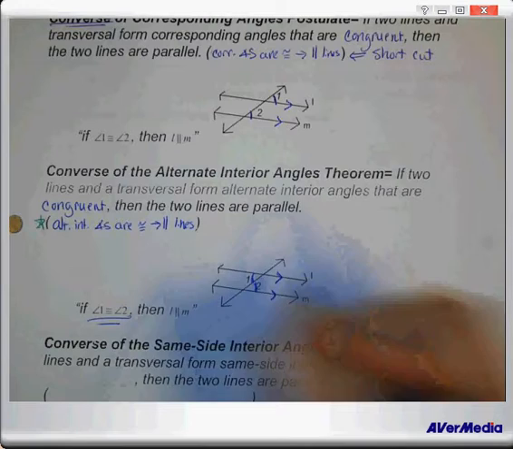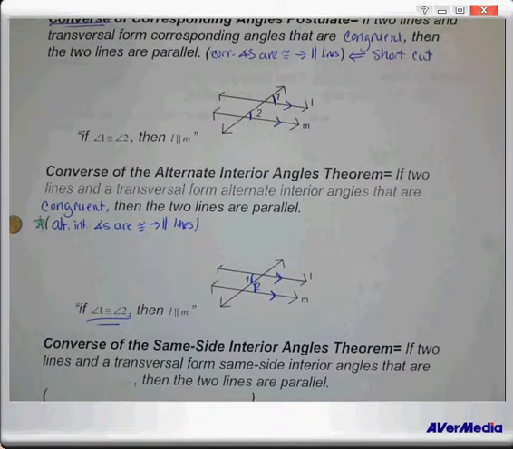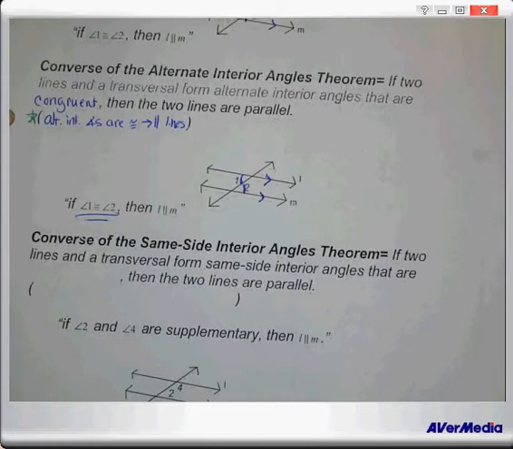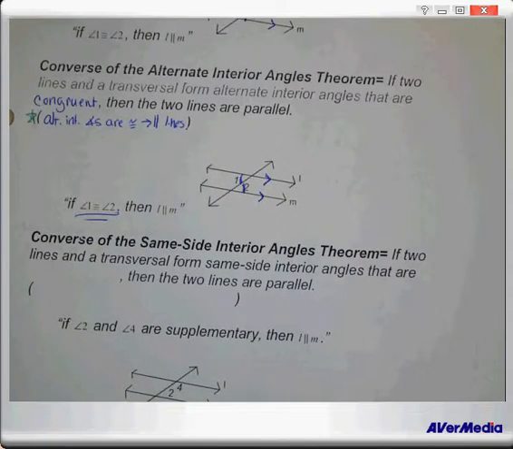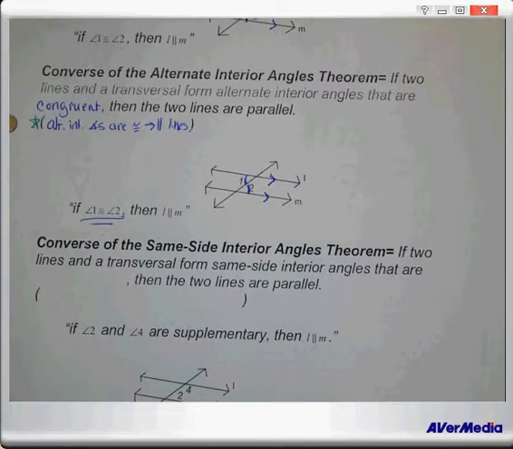We do the same type of idea with same side interior angles. Instead of them being congruent, they're going to be what? Same side supplementary. Right on. Remember the little dance I do in class. Same side sup. Same side supplementary.